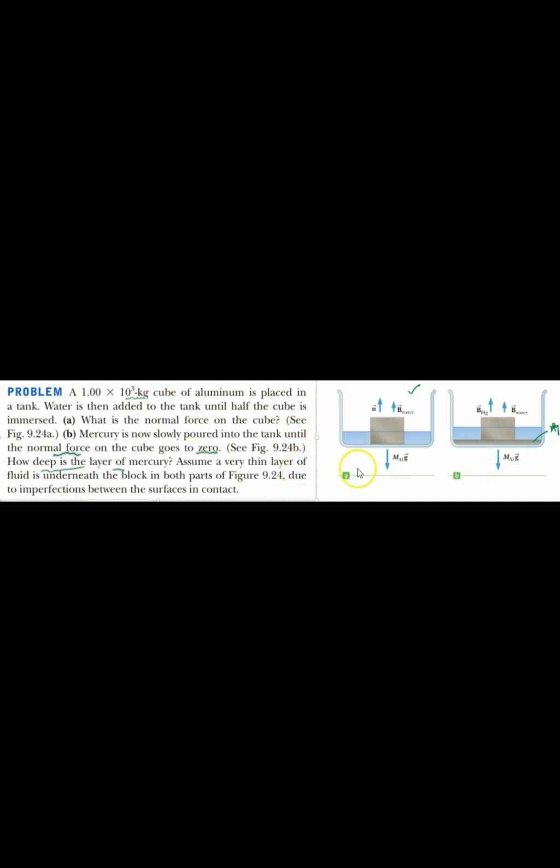First we'll begin with this part. We have to find the normal force on the cube, and for that we have to calculate the volume of the cube. This will be the volume of aluminum, the mass of aluminum upon the density of aluminum. Substituting the values, you will get 0.370 meter cube.